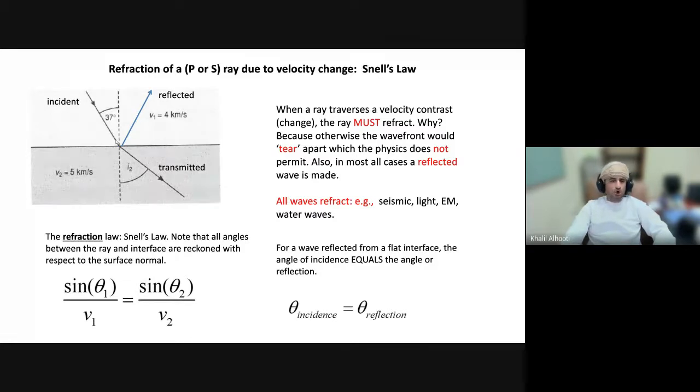In this case, we also get what we call reflection. We will get reflection, and the angle of reflection is always equal to the angle of incident.